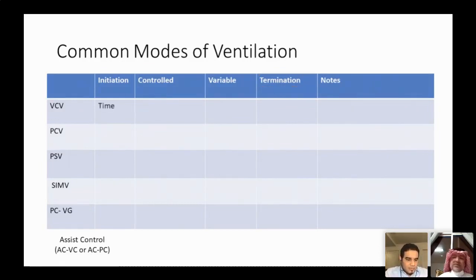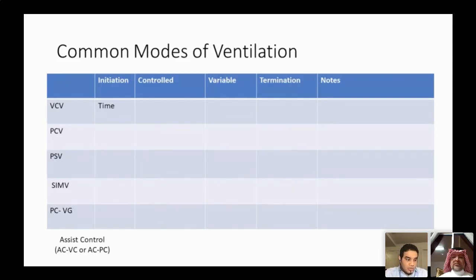So let's start, as I said, looking at volume control. Volume control is initiated with time. Time is what initiates the ventilation, by deciding the respiratory rate. For example, if we say that the patient is going to take a breath 10 times every minute, we are basically telling the machine that the volume control is initiated by the time trigger, meaning it is set to give a breath to the patient every 6 seconds.